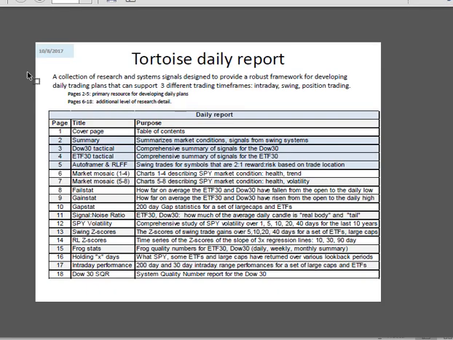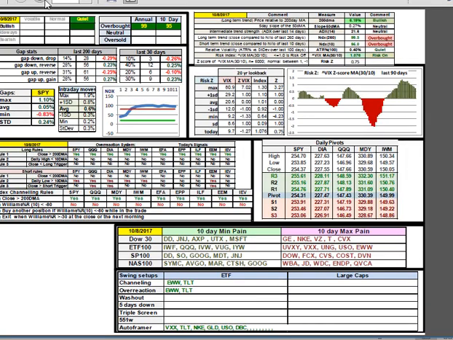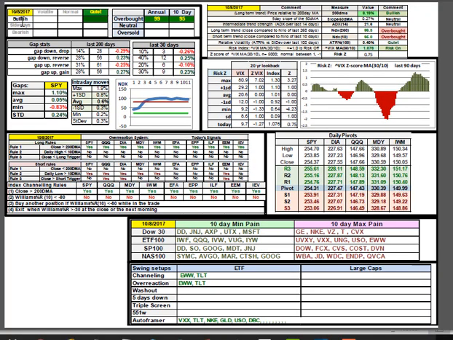So when I look at my daily report, I'm going to look for market classification, market conditions here on page 2, the summary. And let me zoom this up. So in the upper left-hand corner, as of October 8th, 2017, at the time of this recording, a couple things. We're in bullish conditions and we're in quiet. So we're in bull quiet.